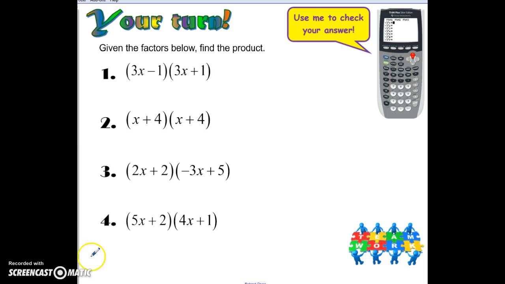So what I want you to do is you'll try these 4 on your own, and when we get back to class tomorrow, we're going to go over them. Be sure you fill out your feedback.